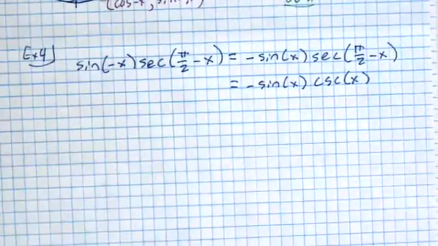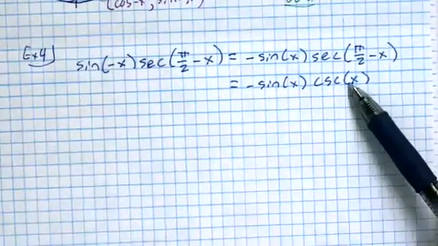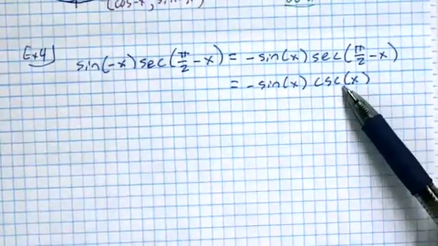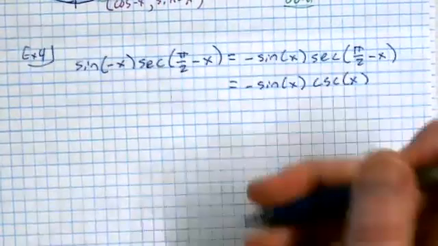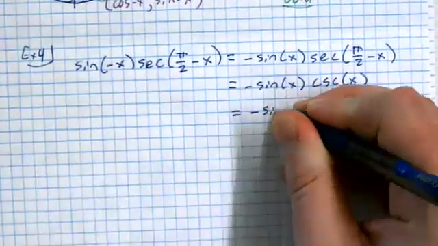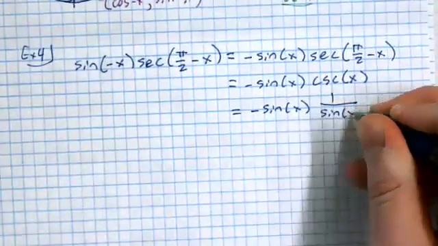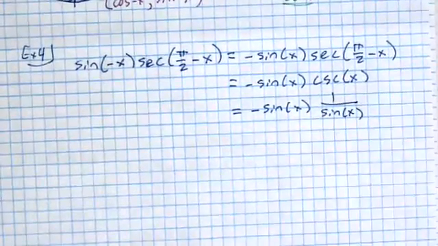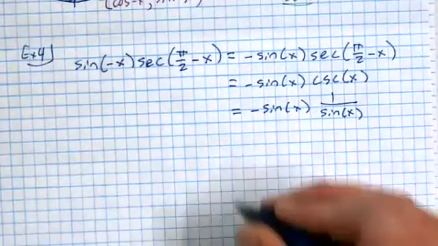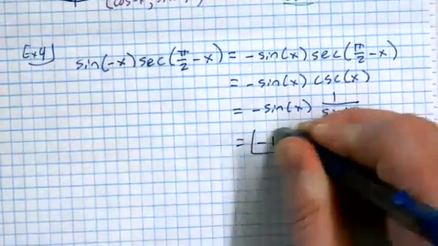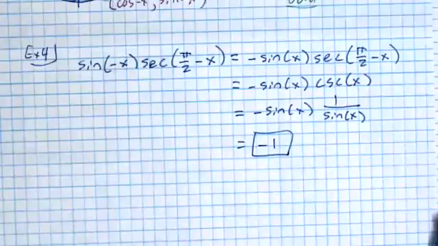Where shall we go from here? We could use a reciprocal function on this cosecant, turn it into 1 over sine. So we'll leave the negative sine x alone, turning cosecant x into 1 over sine x. Ooh, those are going to cancel. Negative 1 for the win.